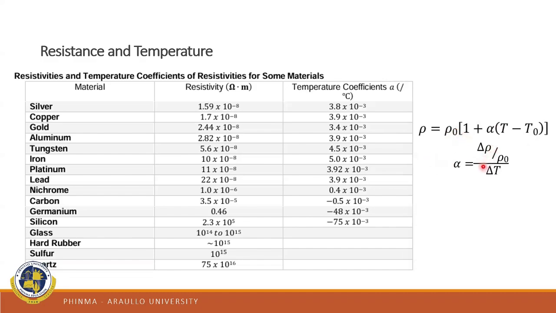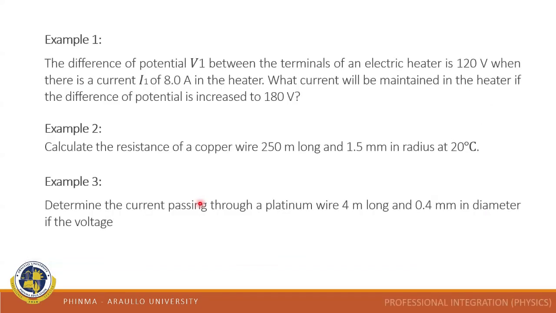And if we will be simplifying our values, we will have a temperature coefficient alpha is equal to change in resistivity over original resistivity over change in temperature. So tatandaan lang naman natin to, and this table will be provided to us during our quizzes and exams. Okay, so let's proceed to our example para mas maintindihan natin yung kahit pa paano yung concepts na pinresent natin kanina.